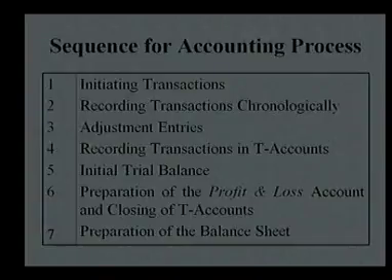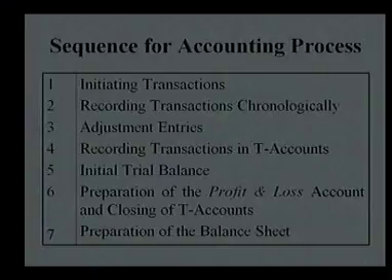The transactions could be of 2 types, cash related transactions and non-cash related transactions. Cash related transactions you post in the cash book, non-cash related transactions you post in journals. Then we discussed adjustment entries, which are recorded only when you have to prepare the profit and loss account.